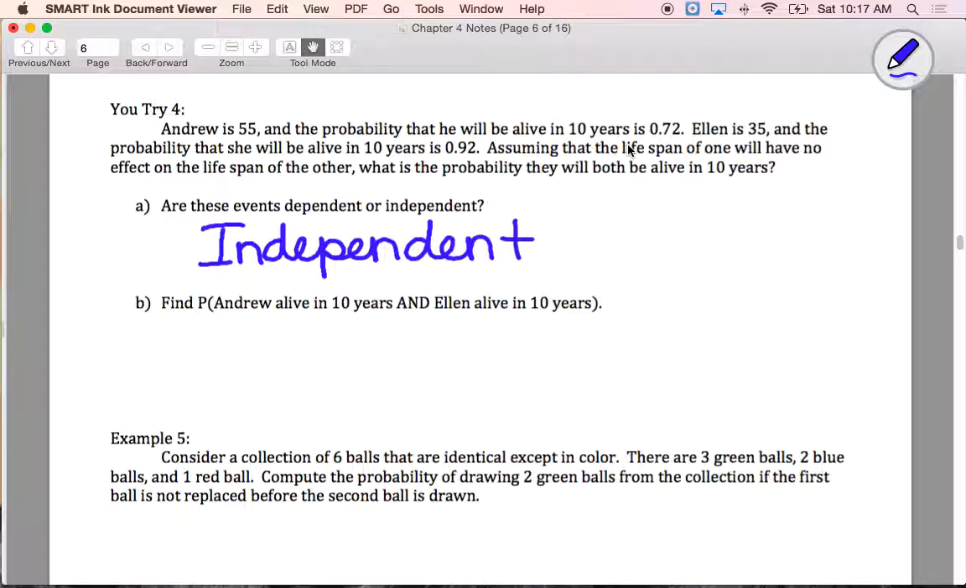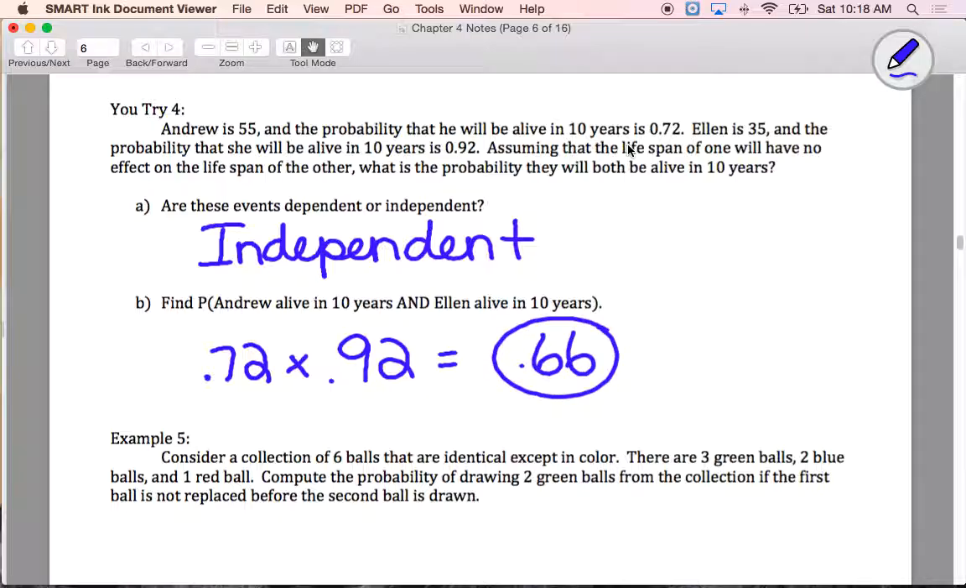So we have 0.72 times 0.92. So that gives me a probability of 0.66. Now remember, your final probability can never be bigger than 1. So when you multiply these and you happen to get an answer that's maybe a 1 point something, something went wrong. Probabilities will never be over 1. Again, when you see the word and, it's going to tell you to multiply.